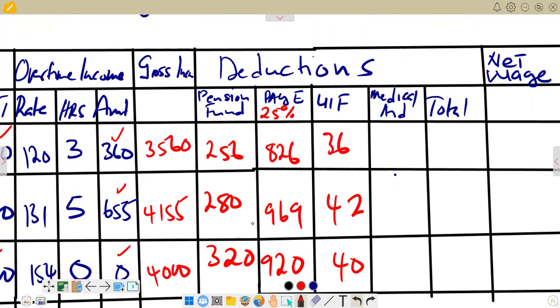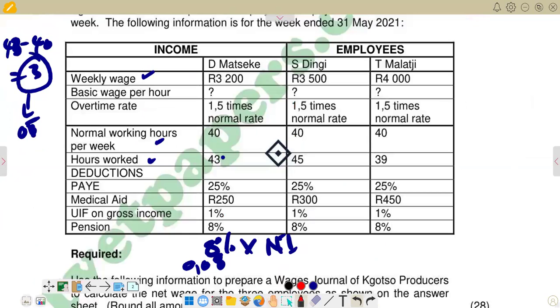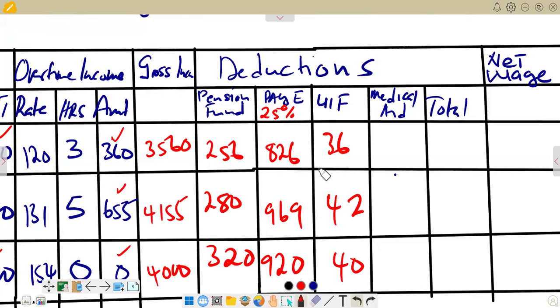Then for medical aid, this is the last one. You can just go and check in terms of medical aid. Right, on medical aid, we are here. You see that the figures are already there. We have an amount of 250 for the first week, 300 for the second week, 450 for the third week. We are just going to put those figures as they are. And we come here, we are saying 250 for the first one, the second one with 300, the third one with 450. So these are all the deductions that we have.